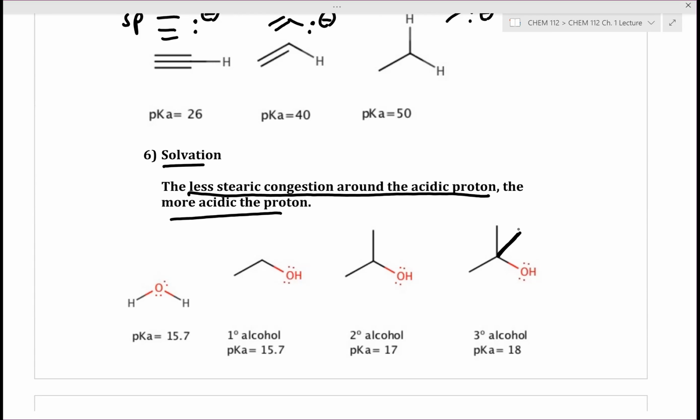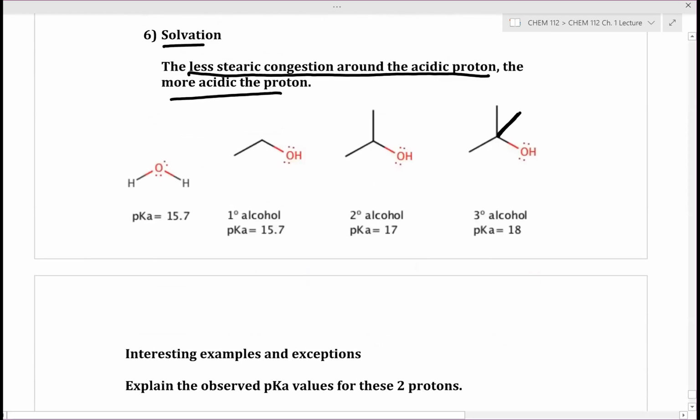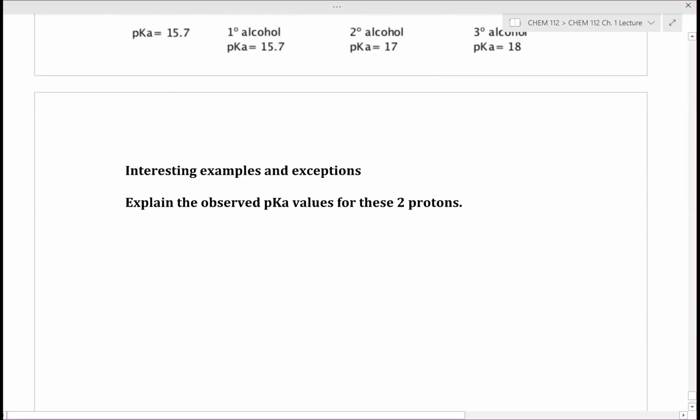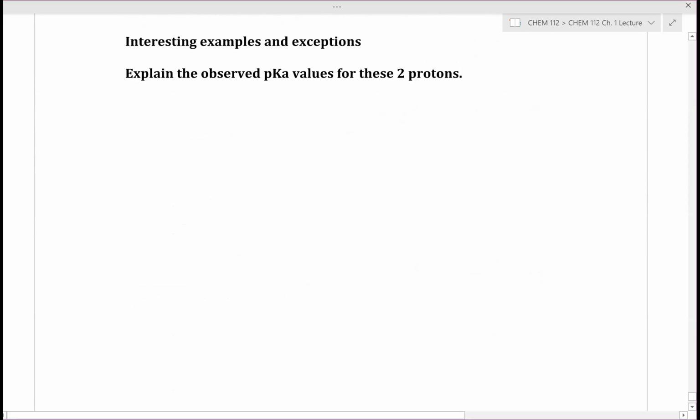Okay, so what are we going to do from here? What we're going to tackle next are a set of interesting examples and exceptions. So we're going to go through some of the common exceptions that we'll encounter. And one of the main exceptions that I want us to talk about and go over together is an observation concerning the alkyne proton, which has a pKa of approximately 25, and an amine proton.